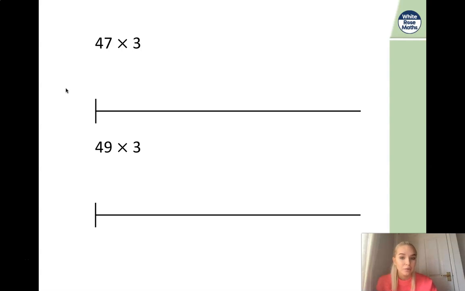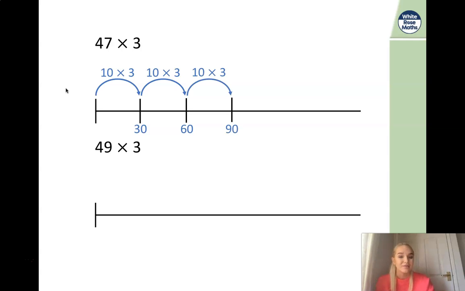So the first one, 47 multiplied by 3. So again, we can do our jumps of 10. 10 multiplied by 3 is 30. We know that we're just on 10 at the moment. We need another jump of 10 multiplied by 3. We need another jump of 30, which gives us 60. We need another one because that gives us 90. How many have we worked out so far? 10, 20, we've worked out 30. So we need one more group of 10, don't we? We need one more jump of 30 to get to that 120.